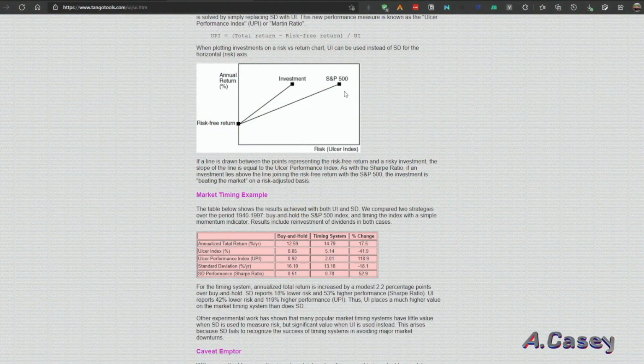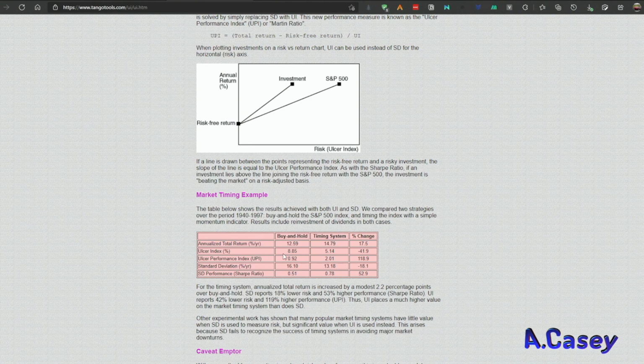So here you can get a much better idea. Imagine we have a buy and hold system on the S&P 500 and a timing system. A timing system is just a momentum system. Basically, you buy when, let's say, the close is above the 200 SMA, and you sell when it's below.